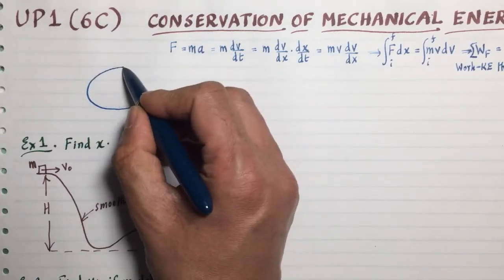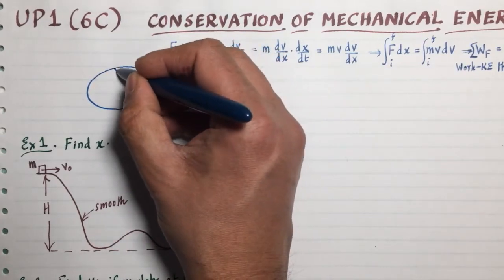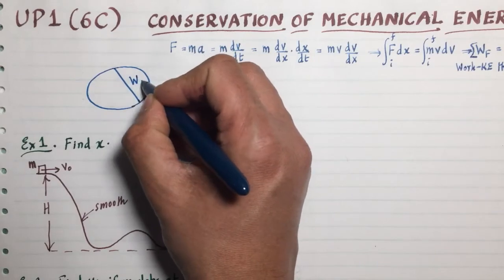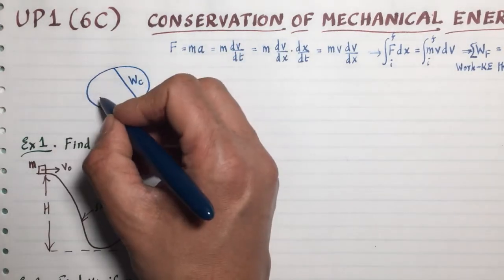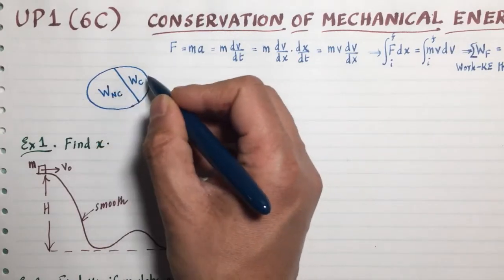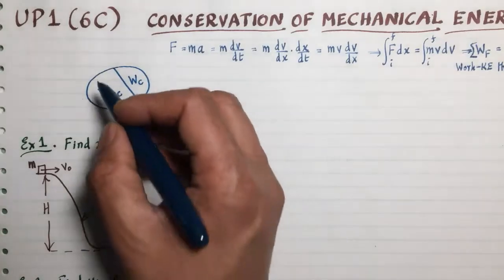We're going to think of the universe as being made up of two kinds of forces acting on the object m. The conservative forces, and the non-conservative forces. The work done by the conservative forces will be called Wc, and the work done by the non-conservative forces will be called Wnc. So what are conservative and non-conservative forces?